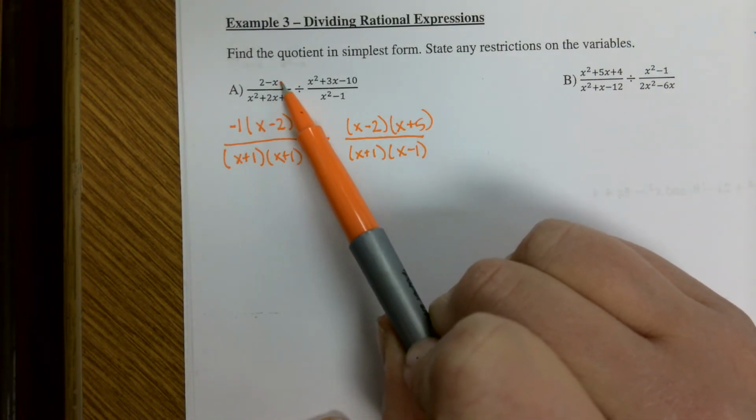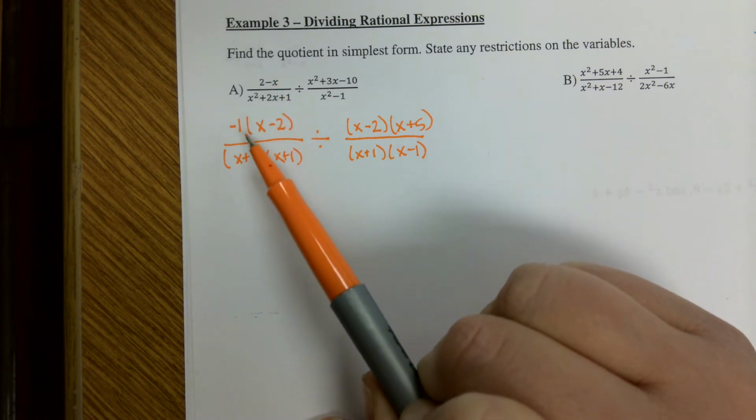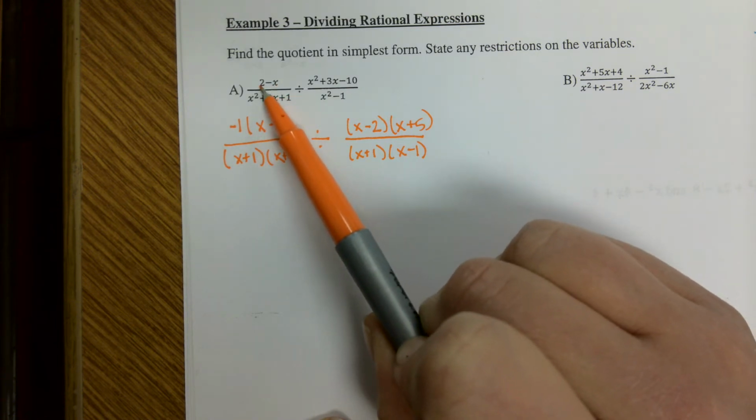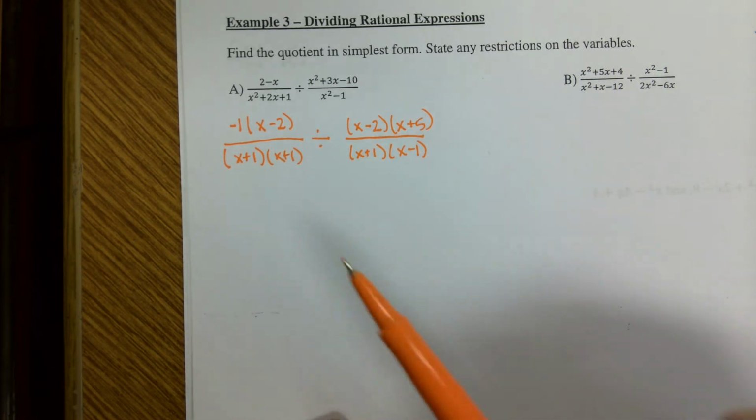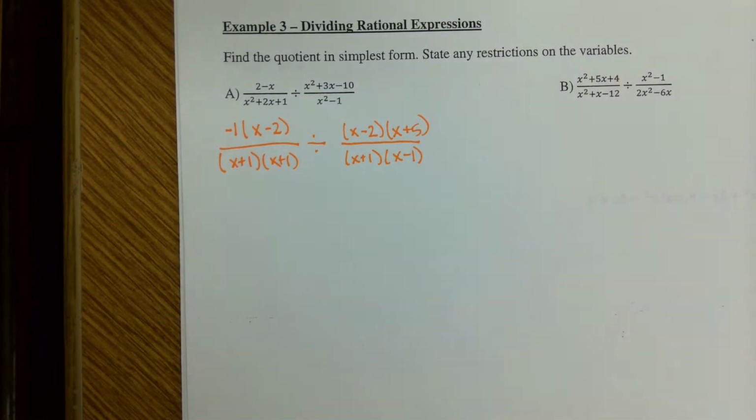You don't want your leading coefficient to be negative. So factoring out a negative 1 makes that positive, divided by negative 1 makes that negative. I did not change anything with the problem. I'm only factoring here. So I'm going to do my domain restrictions.